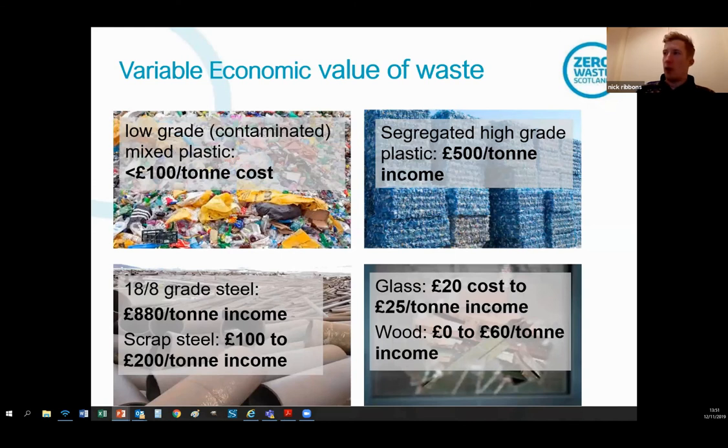This is just an example of how variable materials can be in their cost at end of life. Mixed low-grade dirty plastic, you'll pay someone about £100 per tonne to take away. But if you were going through enough of this stuff and you could collect it and group it all into, say, polypropylene, then you could grade that, wash it, and there's a global shortage of PP, and sell that for up to £500 a tonne.